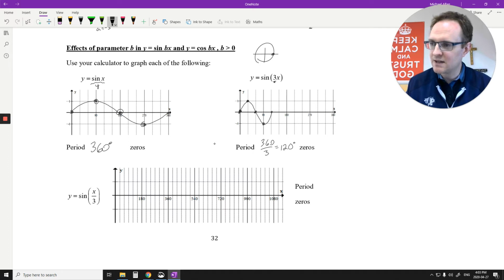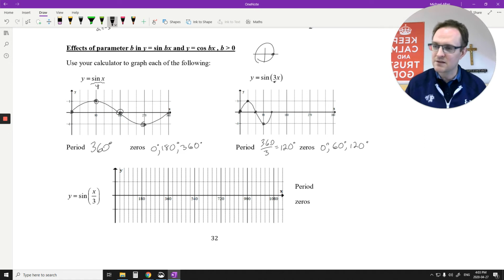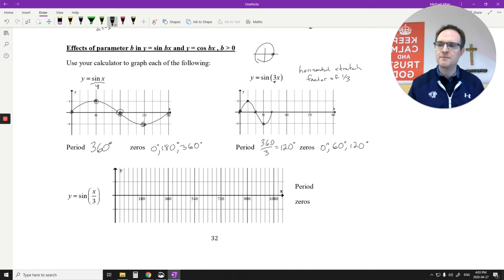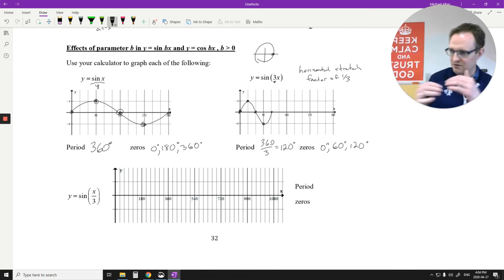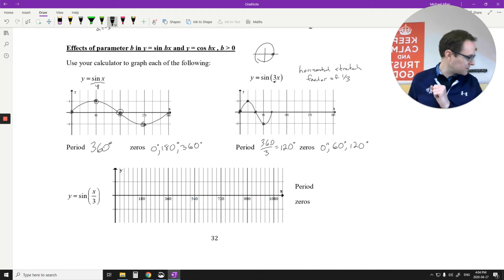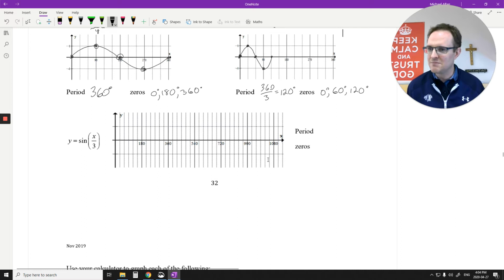And then I can continue these on, right? So my original zeros were 0, 180, and 360. Those are the ones I can see there in the graph. Now my new zeros are going to be 0, 60, and 120. So all my zeros are also 1/3 of what they were before, because of the horizontal stretch factor of 1/3. Now, if I talk about the stretch factors and how these things relate to transformations, I could probably skip a lesson later on and make this a little bit shorter.